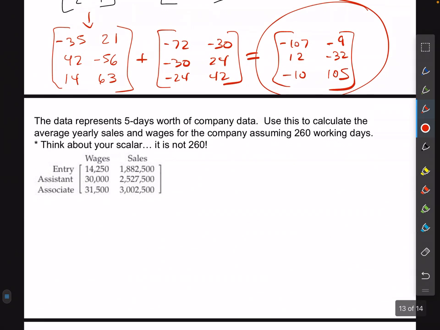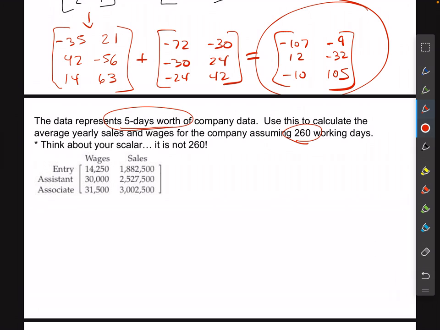So that's example 3. And then example 4, or it could be 5 in your notes, I don't know which it would be, says the data represents 5 days worth of company data, used to calculate average yearly sales and wages for the company, assuming 260 work days. Think about your scalar, it is not 260. Okay, so for this one, if we have 5 days worth of company data here, and there's 260 working days, they want us to multiply this by a scalar to figure out the whole year.